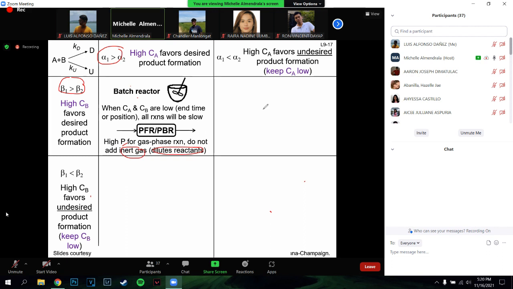All right, so that's it. Let's go to the next case. There should be a lot of cases. This is how you're going to interpret the result, I mean, how you're going to design your reactor.